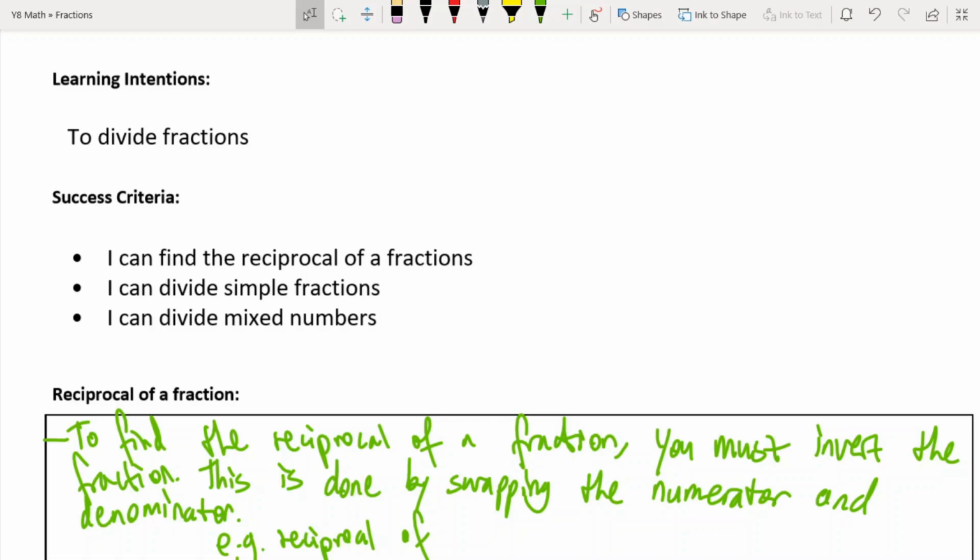So in this lesson or video, we'll be learning how to divide fractions, and by the end of the lesson, you guys should all be able to find the reciprocal of a fraction, be able to divide simple fractions, and also be able to divide mixed numbers. So take a minute to write these down, pause the video if you need, and just unpause when you're ready to move on.